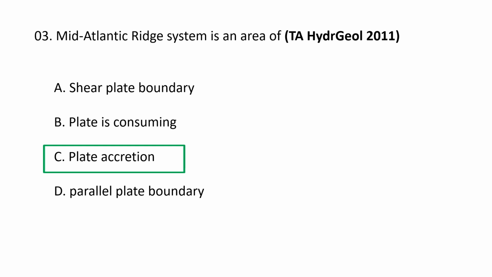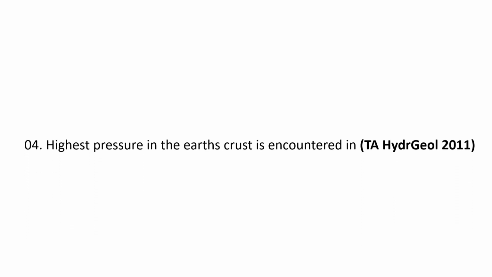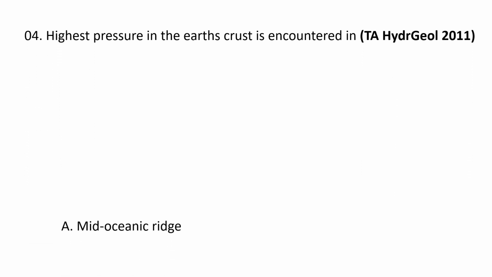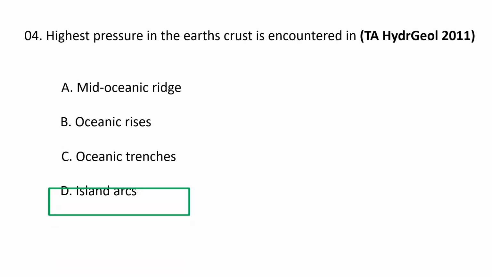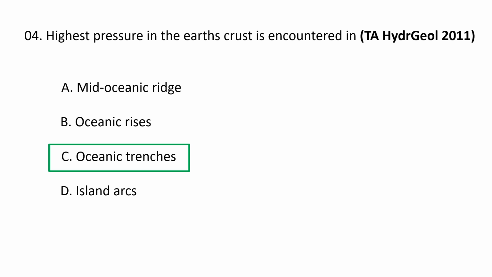C is the correct option. Next question. Highest pressure in the Earth's crust is encountered in A. Mid-oceanic ridge, B. Oceanic rises, C. Oceanic trenches, D. Island arcs. Highest pressure in the Earth's crust is encountered in oceanic trenches.